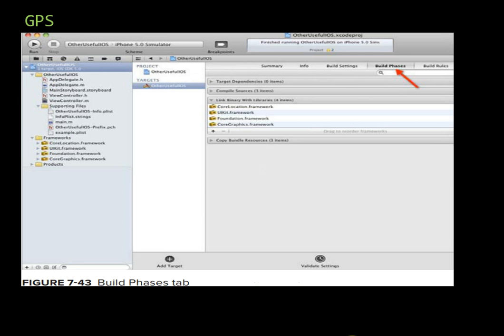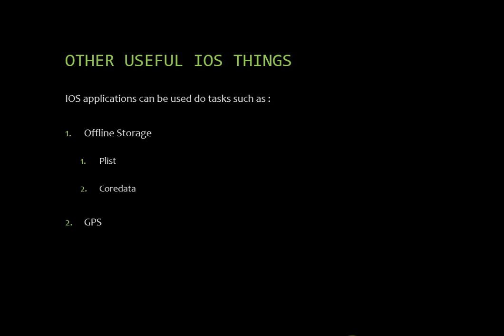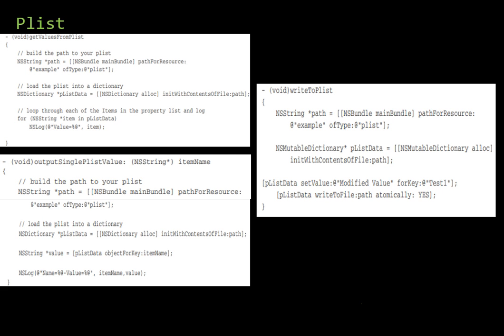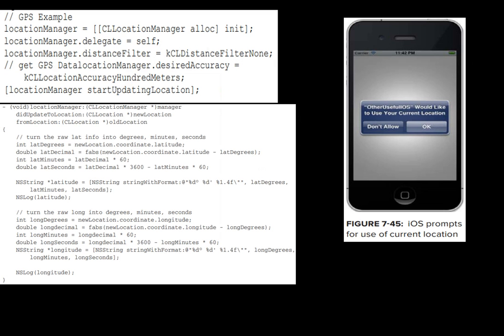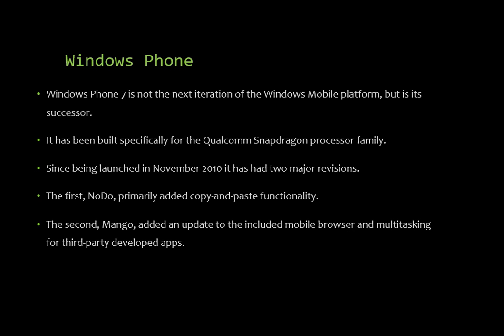So under offline, that is under useful iOS things, you have to tell about offline storage, that is plist and Core Data. Next you should tell about GPS, wherein you are trying to implement it so that for every change of the location, that is every 100 meters, the updated latitude as well as longitude need to be displayed to us.